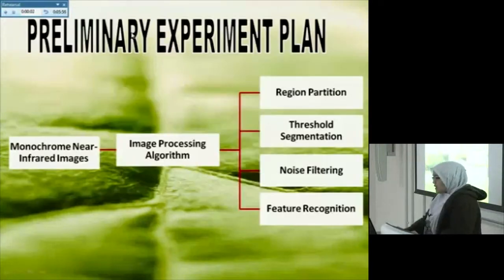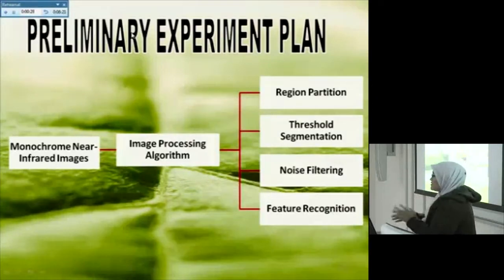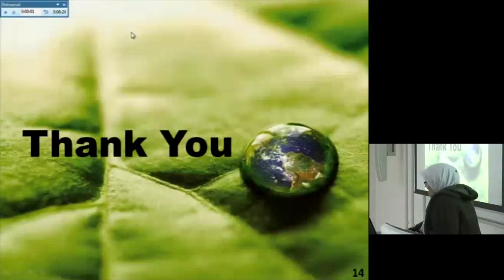Okay, this is a preliminary experiment plan. First, I want to get the monochrome near infrared image, and then do the image processing algorithm, which contains 4 steps. First, the region partition, then the threshold segmentation, noise filtering, and feature recognition. But I have to discuss with Kondo Sensei about this project first. Okay, that's all. Thank you.